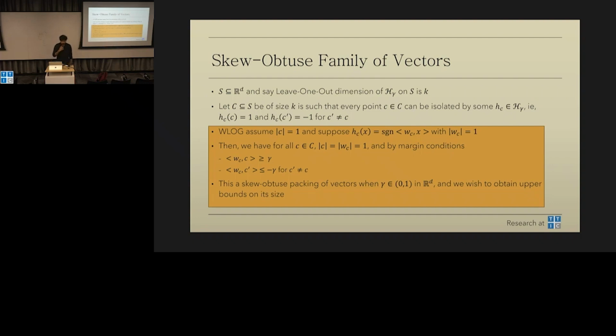Okay, so once again, we have a bunch of unit vectors.